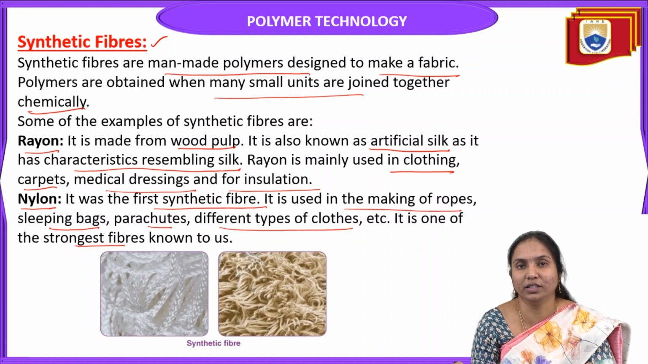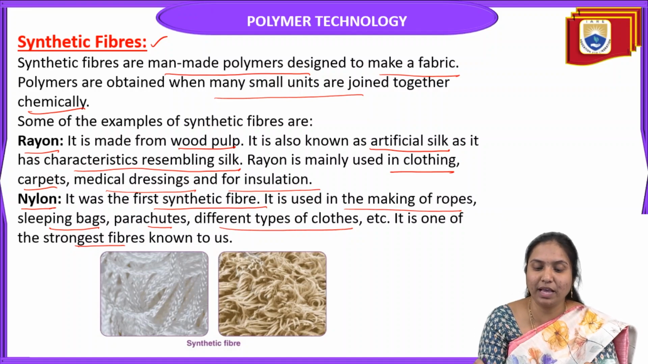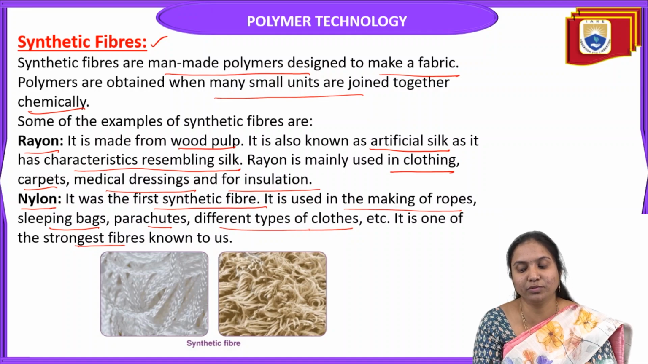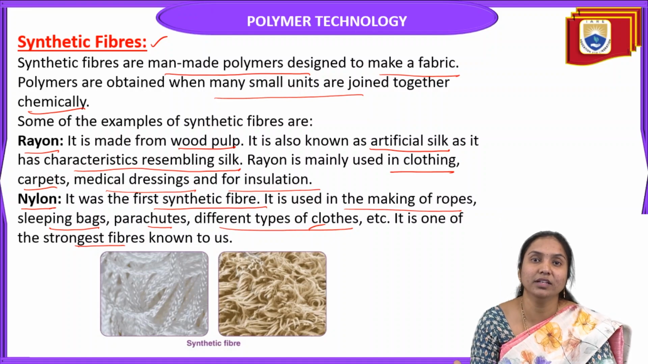Already we know that nylon is the first synthetic fiber. It is used in the making of ropes, sleeping bags, parachutes and different types of clothes. So it is a strong fiber. Simply, it's a high tensile filament-like material. The best example is nylons.